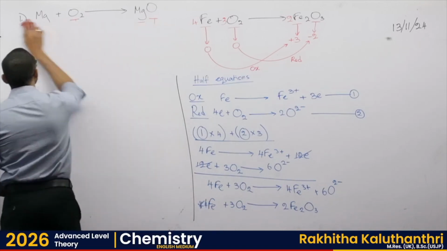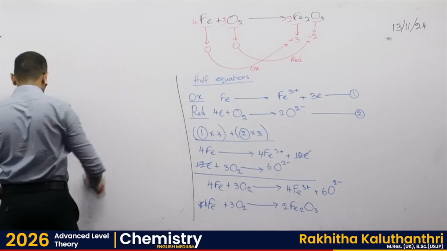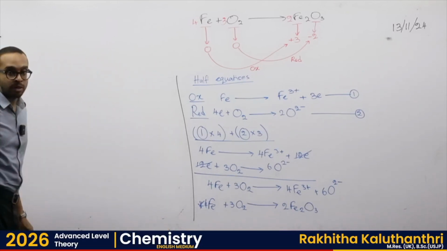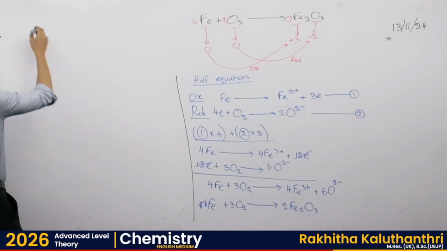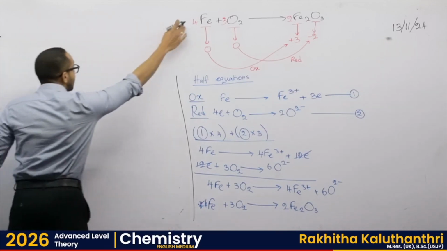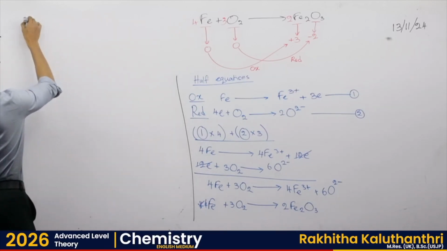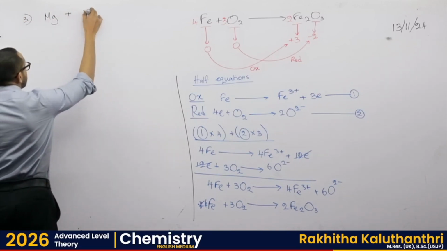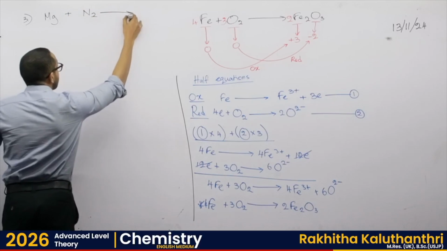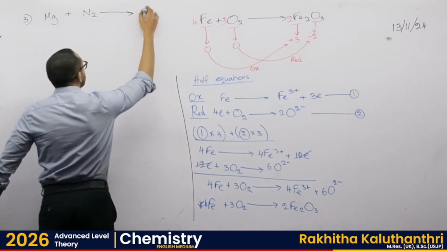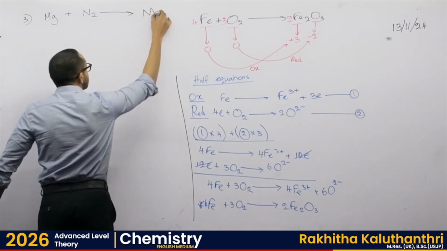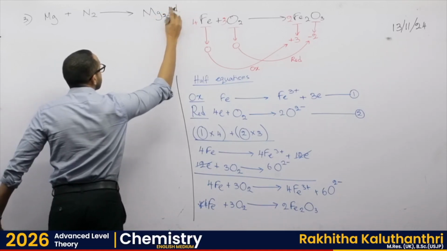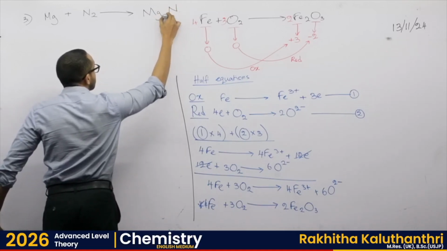Right. So write down one last question. We'll call it question number 3. Now 1, 2 is done. This is the third one. Magnesium reacts with nitrogen. Actually, this one happens if you burn magnesium at room temperature also, and forms magnesium nitride. Magnesium nitride.